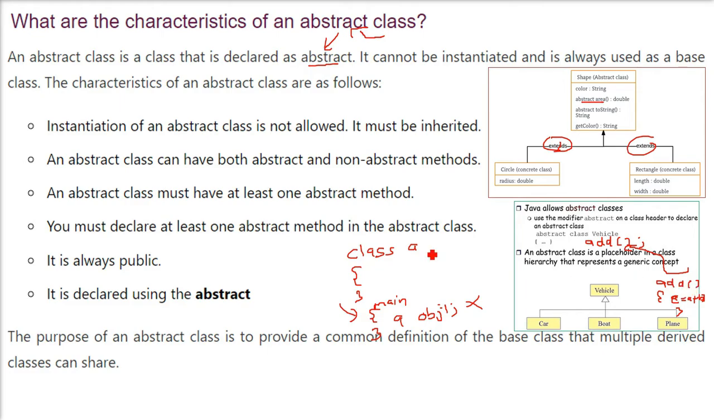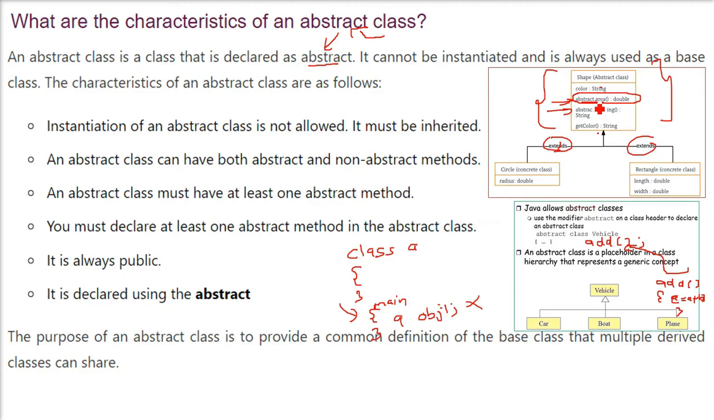The abstract class can have both abstract and non-abstract methods. If you see here, we have two abstract methods and one data member. And as I said, you must declare at least one abstract method in the class to make it abstract. It is always public. Why is it made so? So that it can be inherited. So it will always be public. It is declared using the abstract keyword.